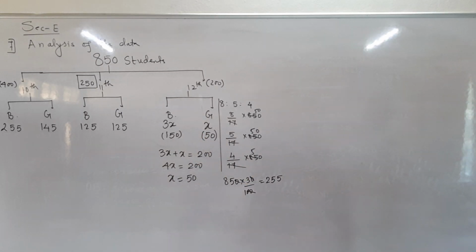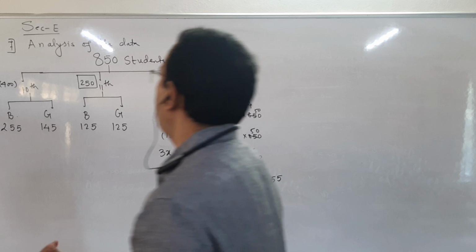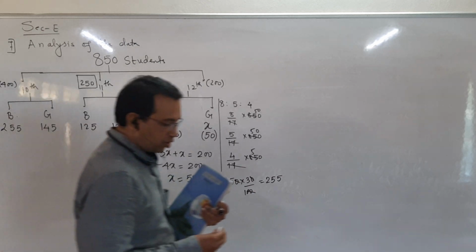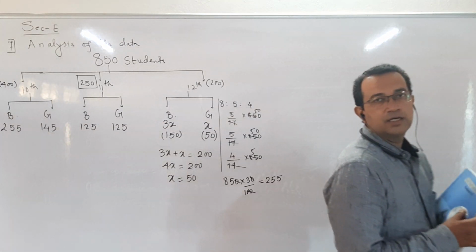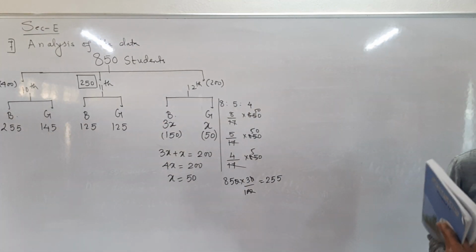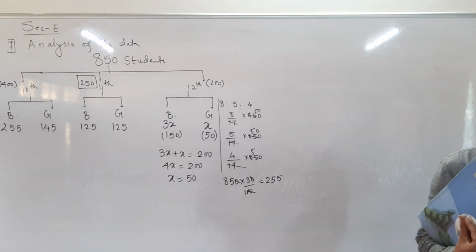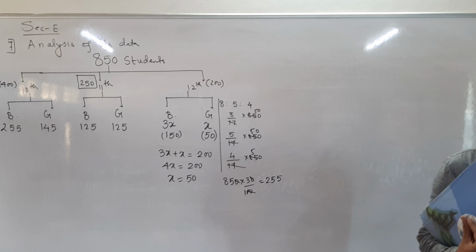So analysis is a very important part, students, of tabulation. And analysis of the data, students, is also called a rough table. What do you call, students, analysis of the data? A rough table.